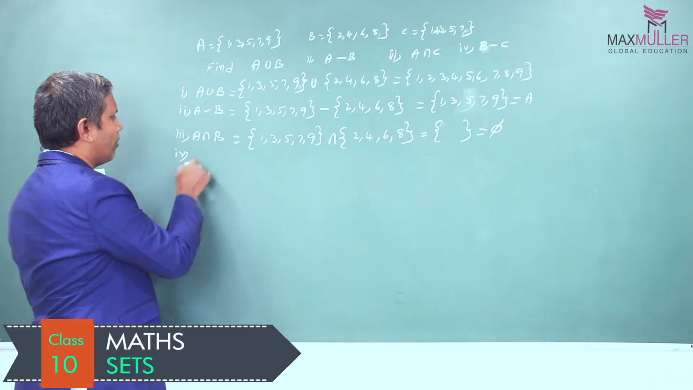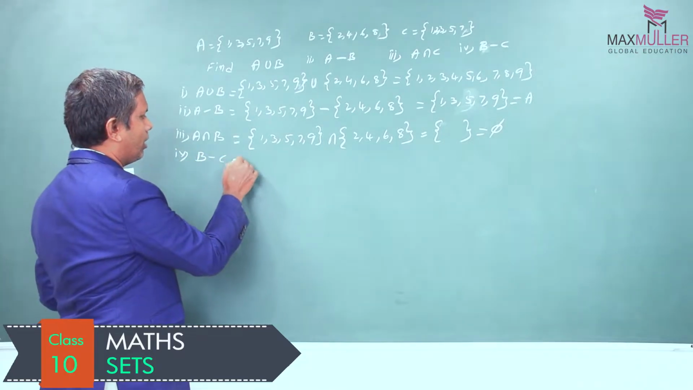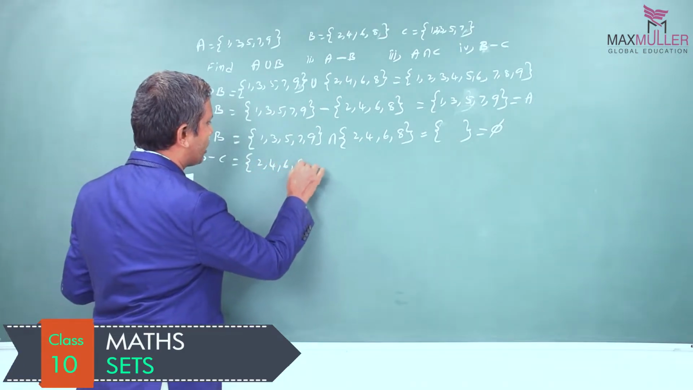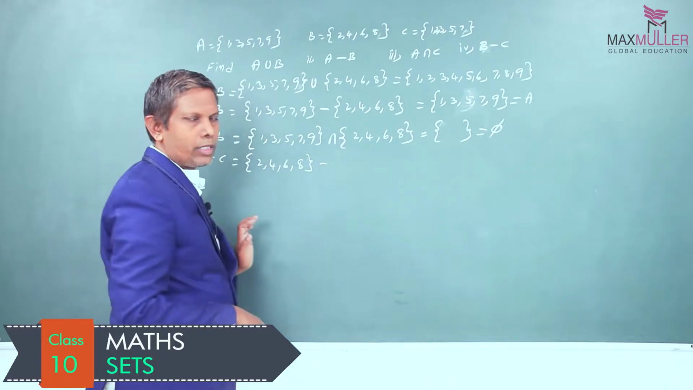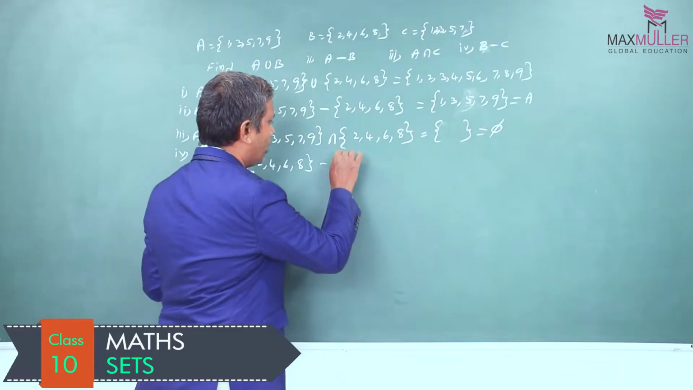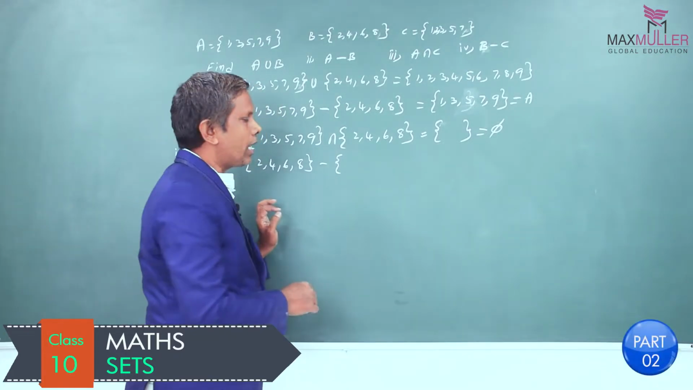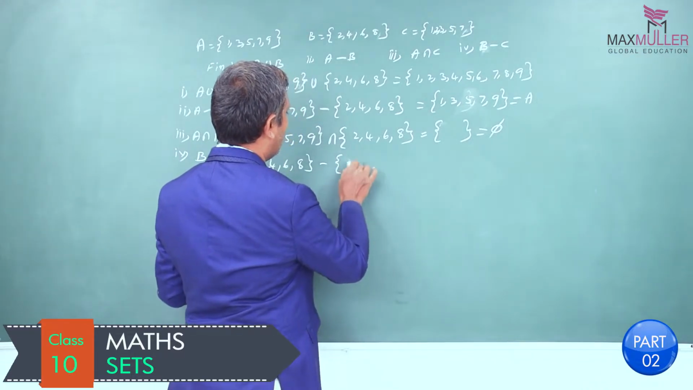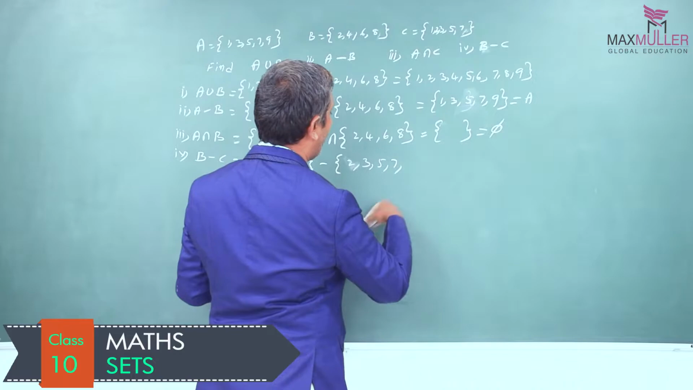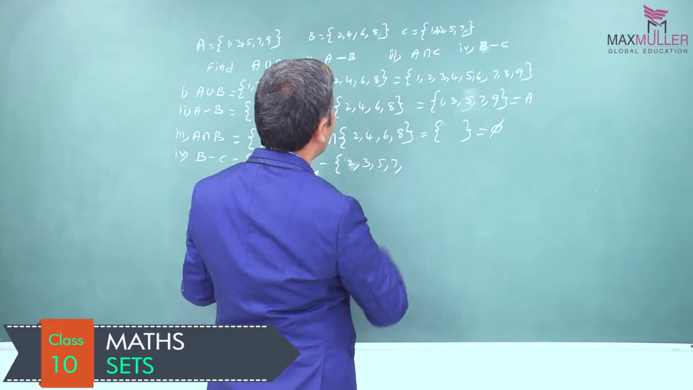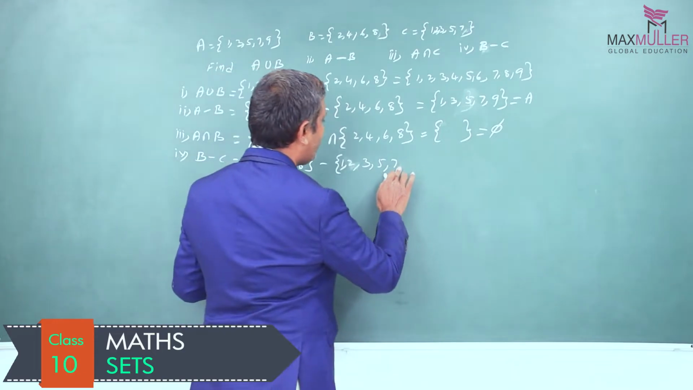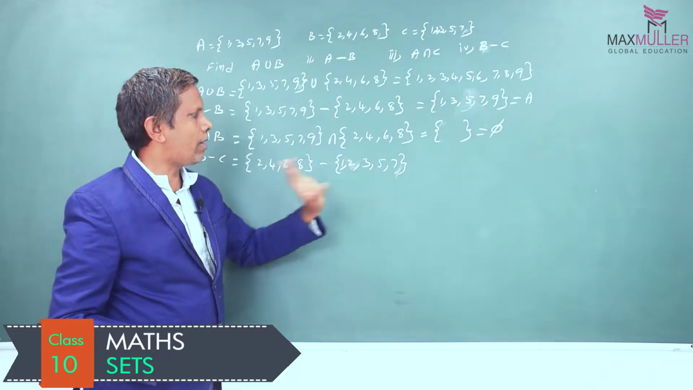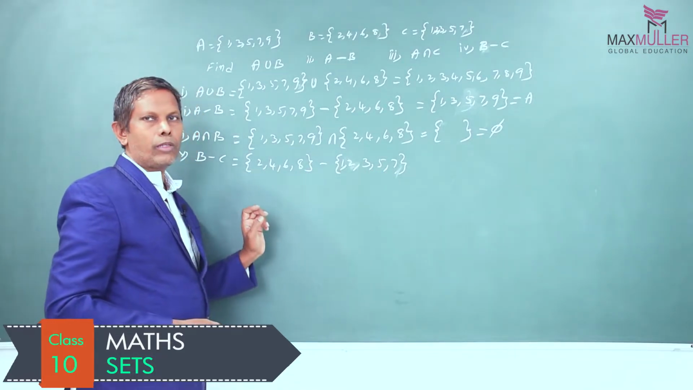Finally, last one, B minus C. So you can write all the elements of B, 2, 4, 6, 8, minus the elements of C, that means prime numbers less than 10. 2, 3, 5, 7, and 1 also is there. Not prime numbers strictly, but 1, 2, 3, 5, 7. Okay? Including 1 also we are taking.